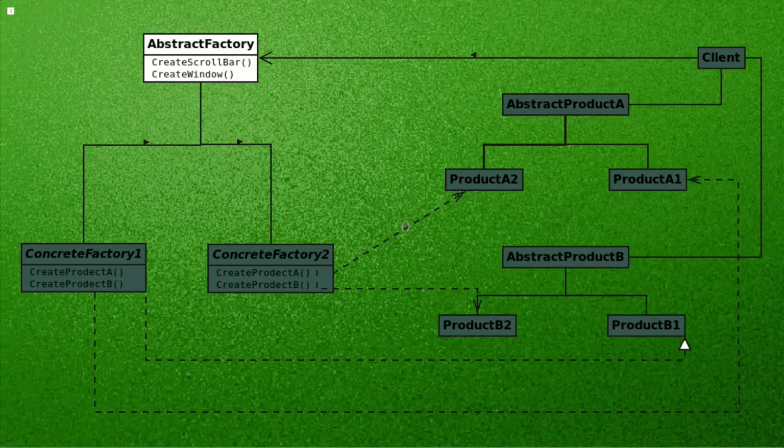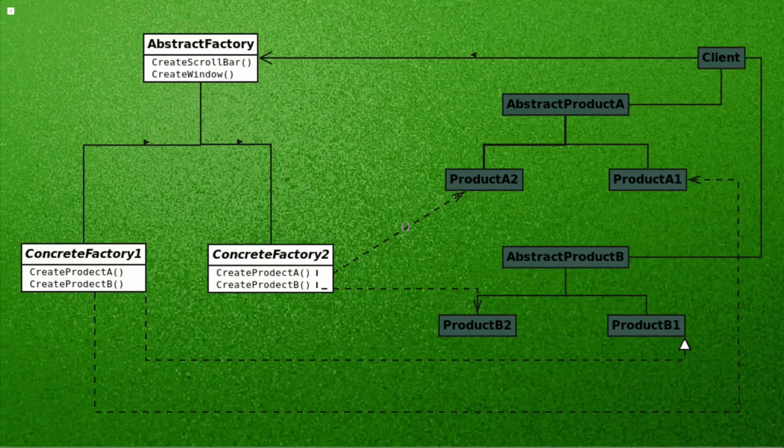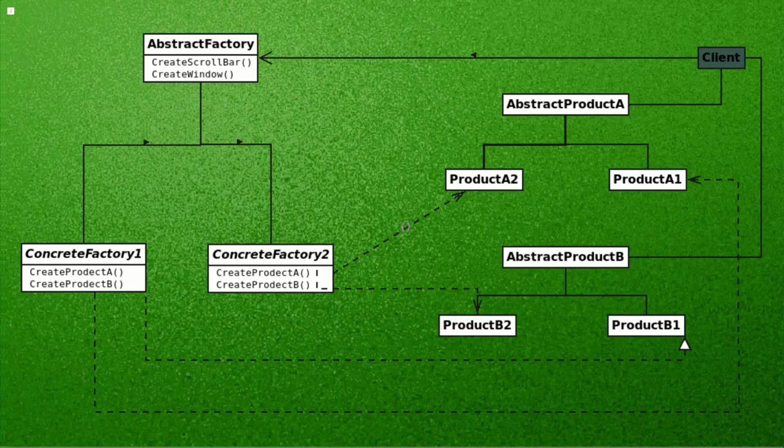Abstract factory declares an interface for operations that create abstract product objects. Concrete factory implements the operation to create concrete product objects. Abstract product declares an interface for a type of product object. Concrete product defines a product object to be created by the corresponding concrete factory. Client uses only interfaces declared by abstract factory and abstract product classes.